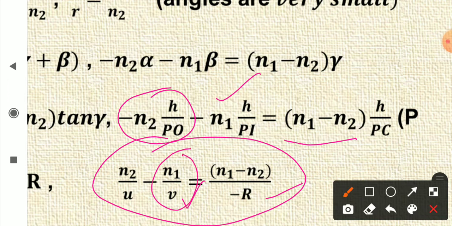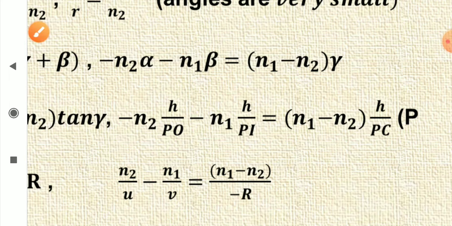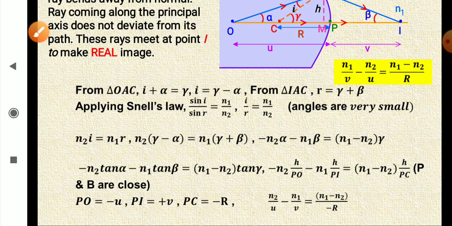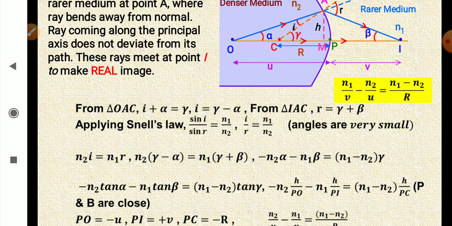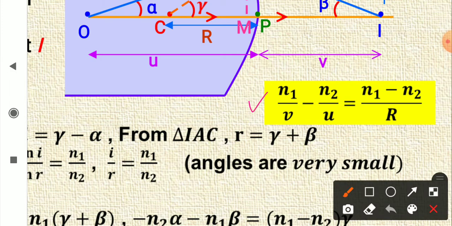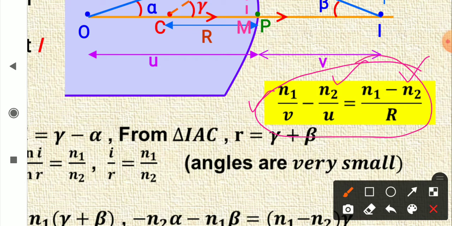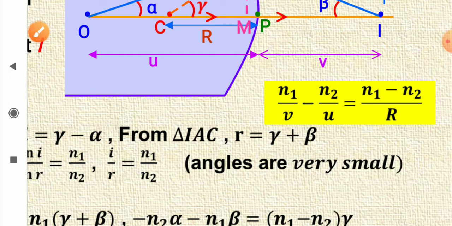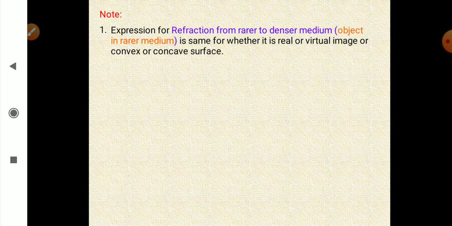Now you can see, just rearranging the terms, I can write n1 upon v minus n2 upon u is equal to n1 minus n2 upon R. So if you compare it with the previous equation, the positions of n1 and n2 are changed, remaining all are same.